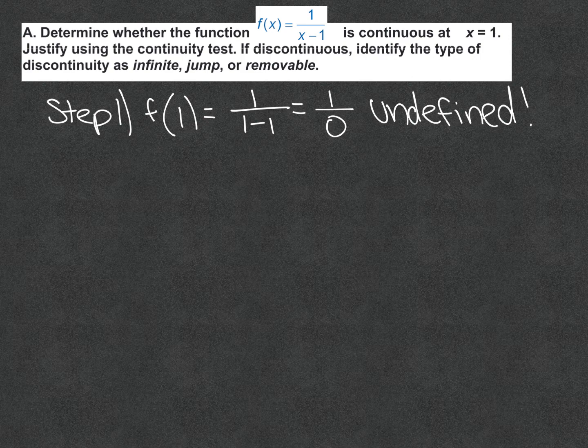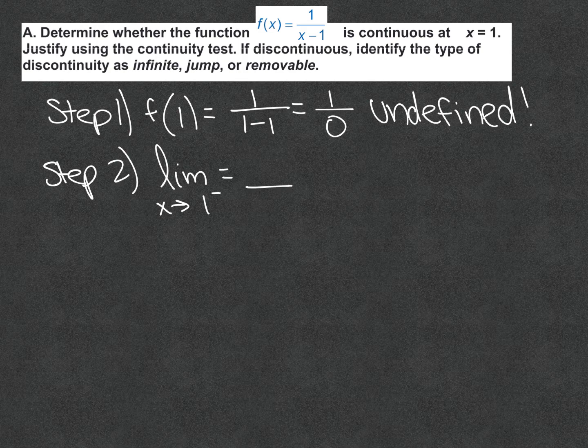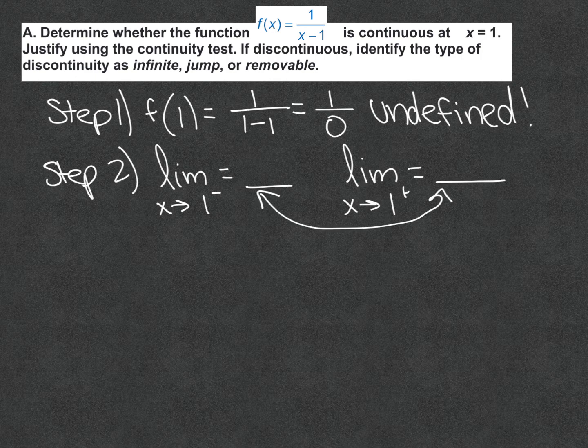Now step 2 is we go to the graphing calculator and look at the surrounding values, as the limit as x approaches 1 from the smaller side, what it equals, and then the limit as x approaches 1 from the larger side. The goal is that these two are approaching the same value.